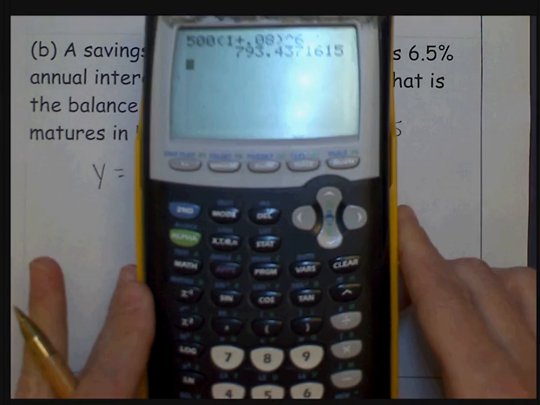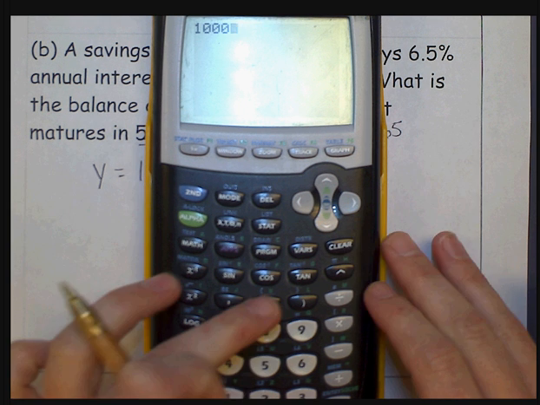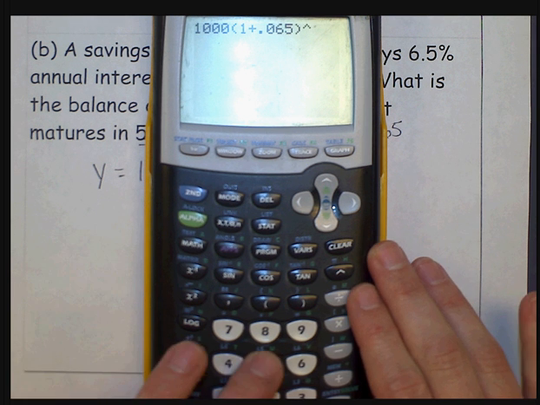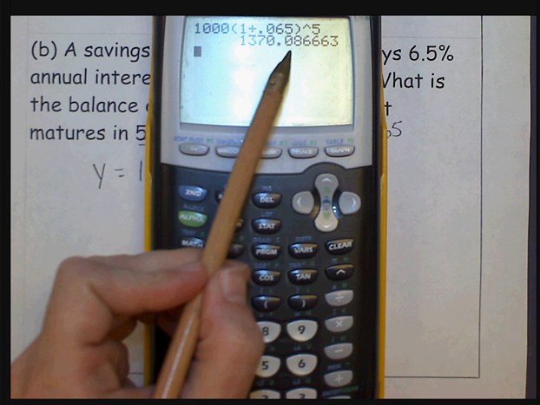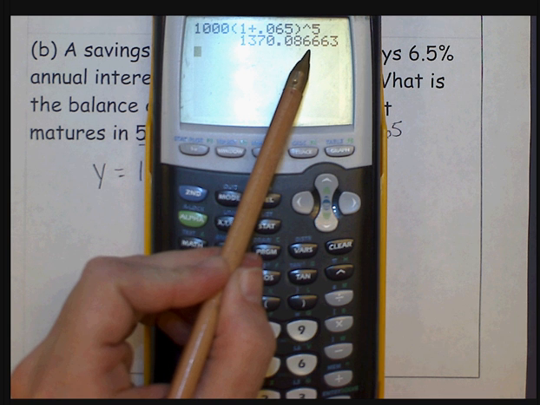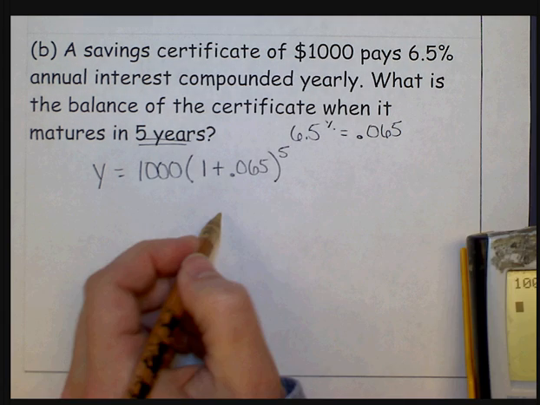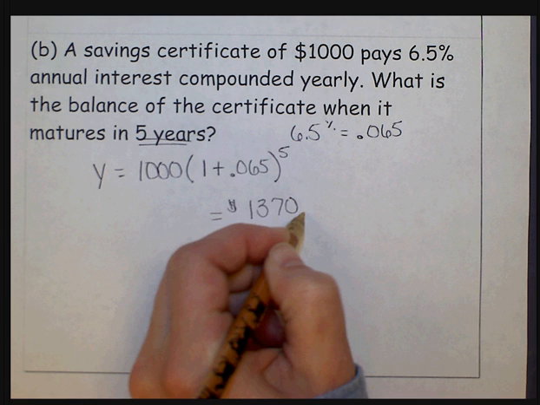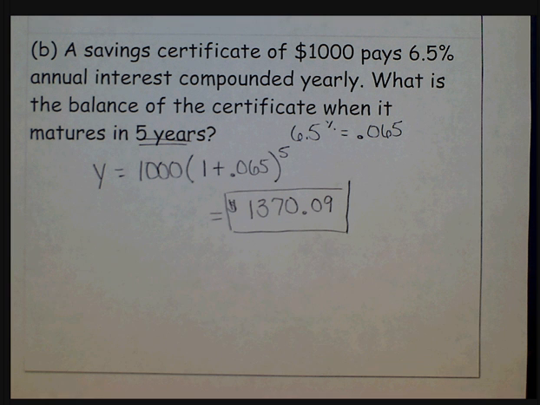So again, I take my calculator and I take 1,000, parenthesis 1 plus 0.065, close parenthesis, caret key to the 5th power, and we end up with $1,370 and then 0.086. So that 6, to round to the nearest cent, is going to tell us to round the 8 up to 9. So this will be $1,370 and 9 cents, which is how much our certificate is worth after 5 years of interest.